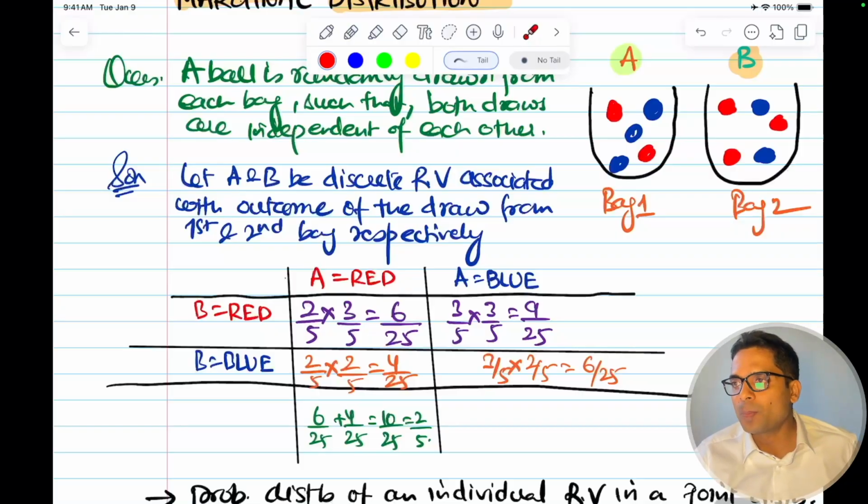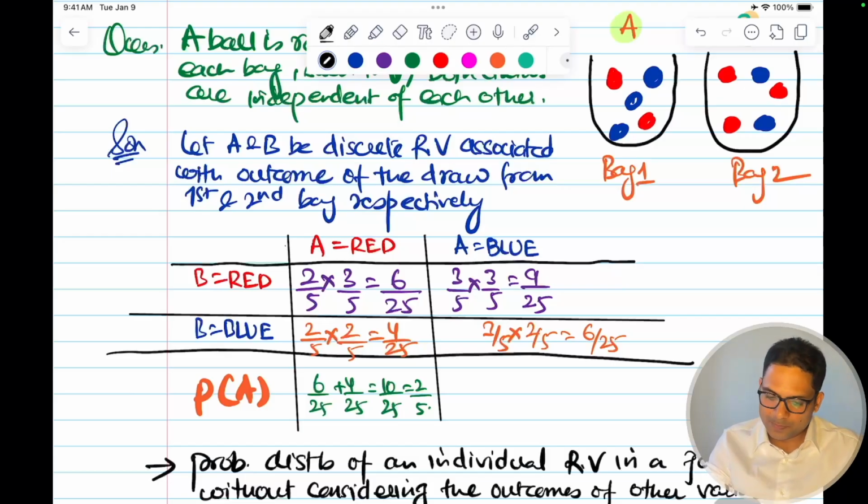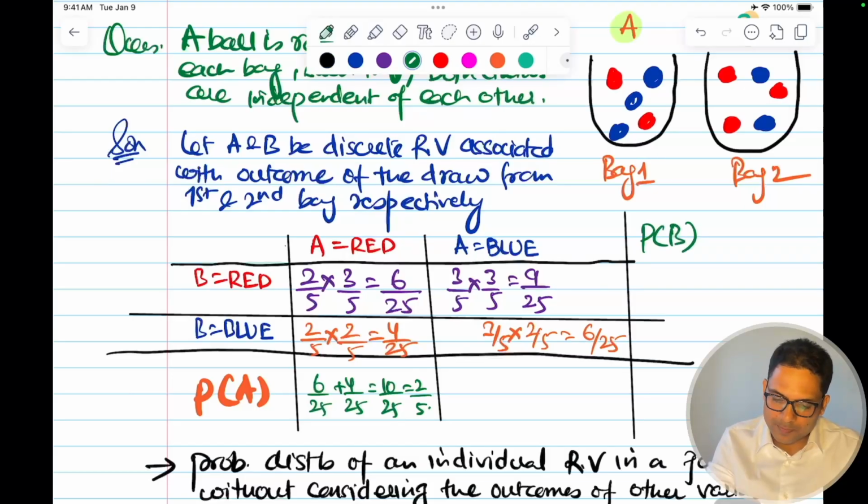So let me write it down for you. Just a minute. Let me write it down here also. Here is P(A), and here if I draw one more line, then this will be your P(B). Similarly, I can find all the other probabilities also.